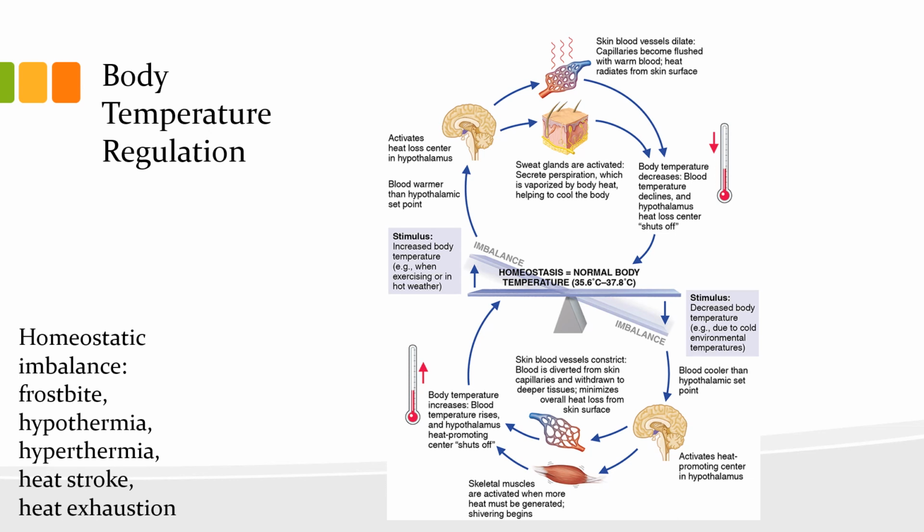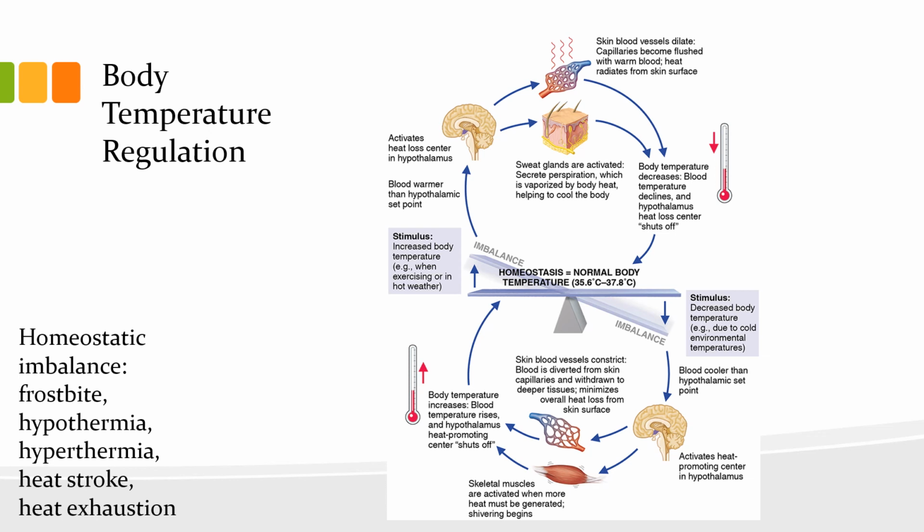Some of the homeostatic imbalances, hopefully not too familiar to you here, but frostbite. So a condition in which cells become so cold that they develop internal ice crystals and are deprived of oxygen and nutrients and begin to die. So really not great. Hypothermia is just subnormal body temperature, so prolonged exposure to cold and extremely low body temperature.